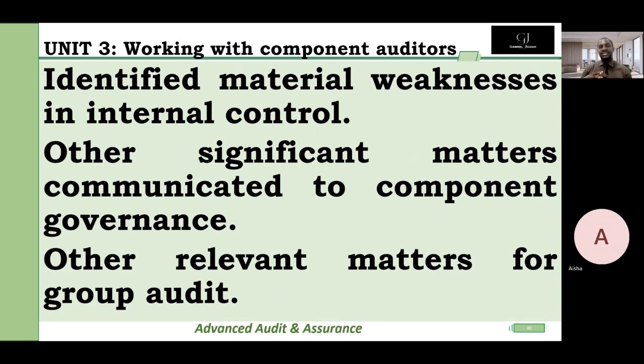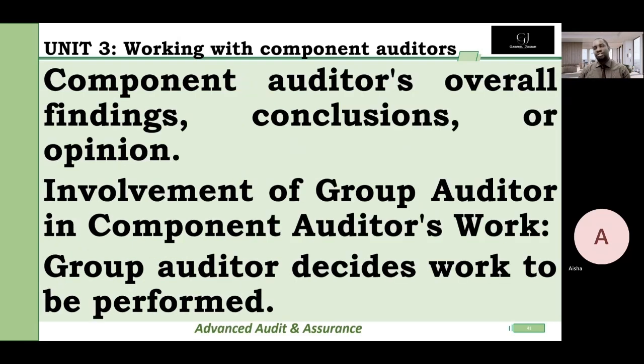Identified material weaknesses in internal controls at the components should be reported also in writing to the group auditors. Other significant matters communicated to components, governance, those charged with management at the component level. Other relevant matters for the group audit consolidation should be communicated to the group auditor by the component auditor. So the component auditor's overall findings, his conclusions, and opinions issued should be disseminated to the group auditor.